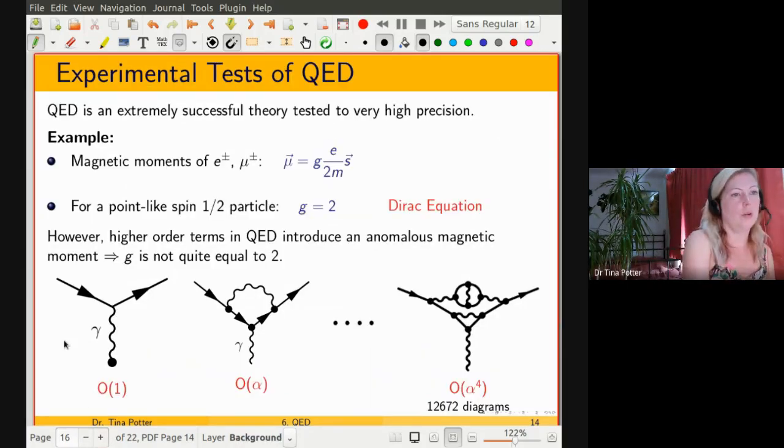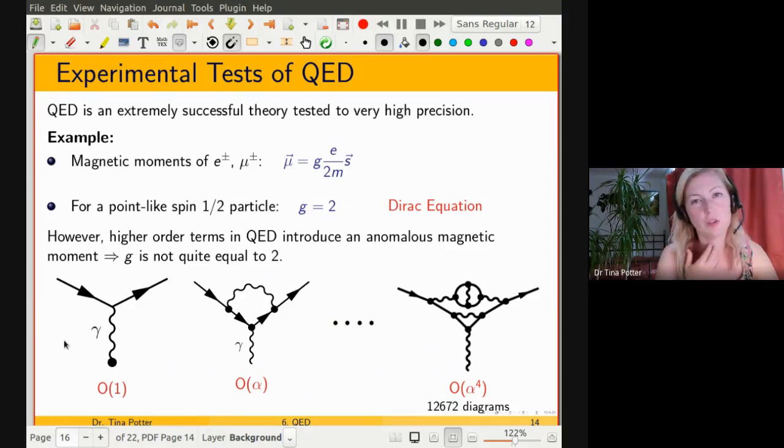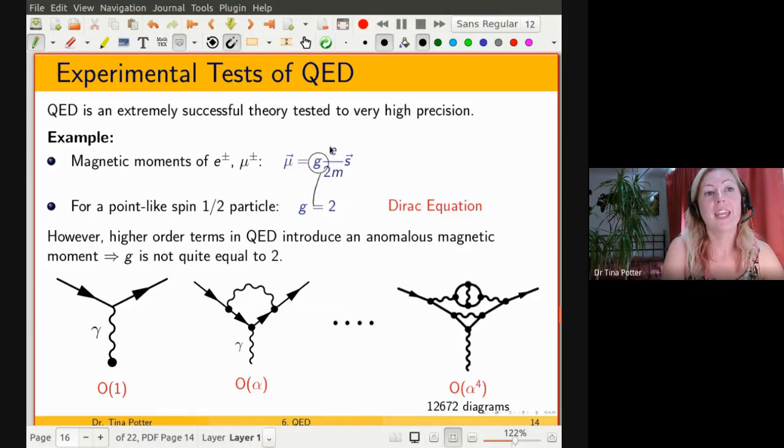All right, so next what I would like to do is have a look at the experimental tests of QED. Having a theory is absolutely fine, but we need to verify it, and that's how people win Nobel Prizes. Now, QED has been so successful and tested to really, really high precision. You can do this using the magnetic moments of electrons and muons, and this should be, according to the Dirac equation, a factor of 2 for a spin-half particle, e over 2 times the mass of that particle times their spin, which is obviously a half.